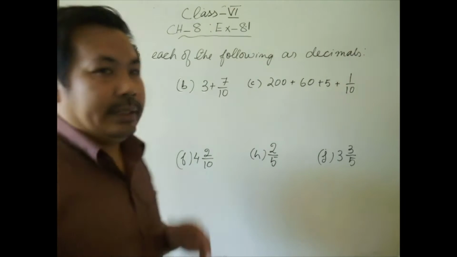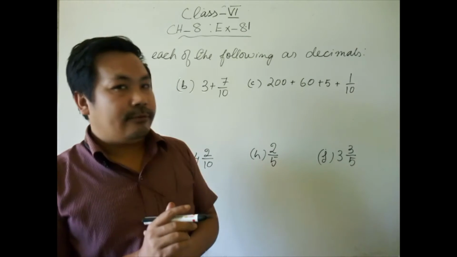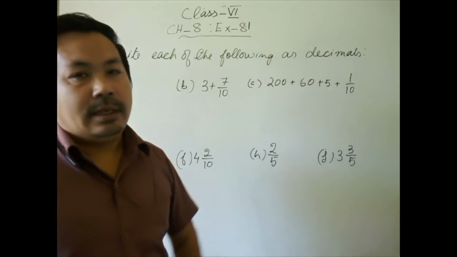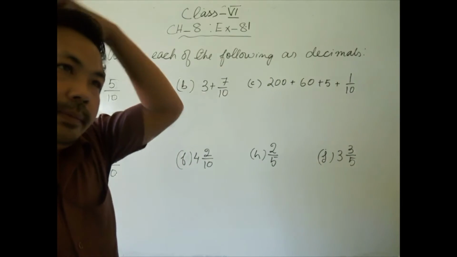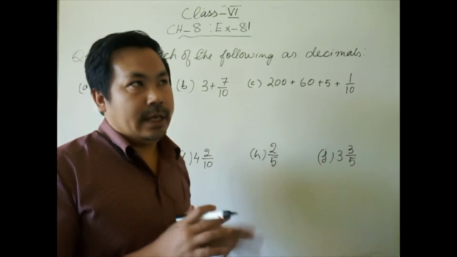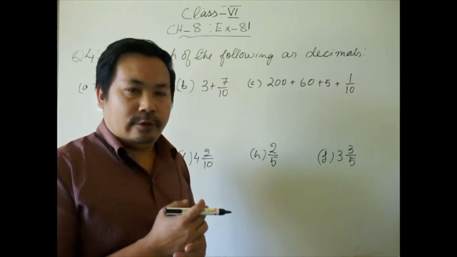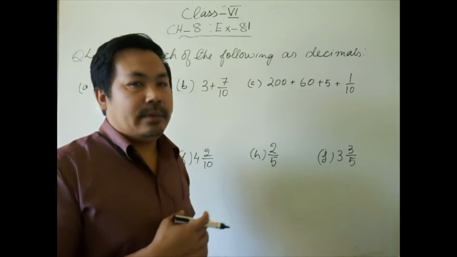Now hello students, next question is question number 4, and question number 4 is asking to write the given numbers as decimal numbers. See, be a little careful here about how I did it and what to do here. This may be a little confusing part for you, to rewrite the given number in decimals.